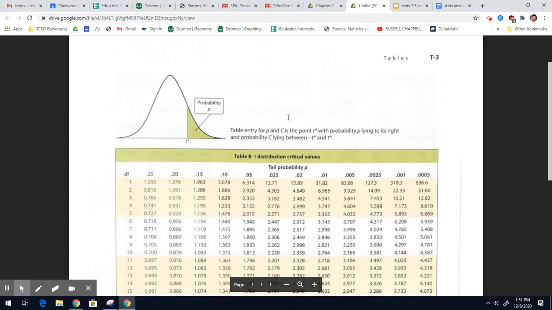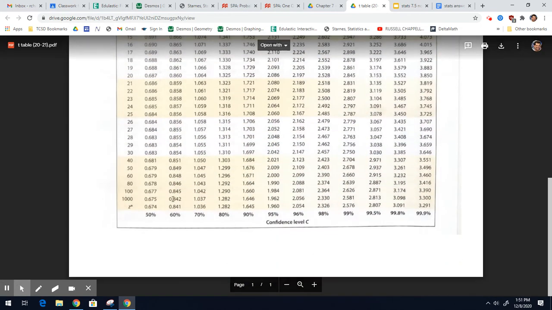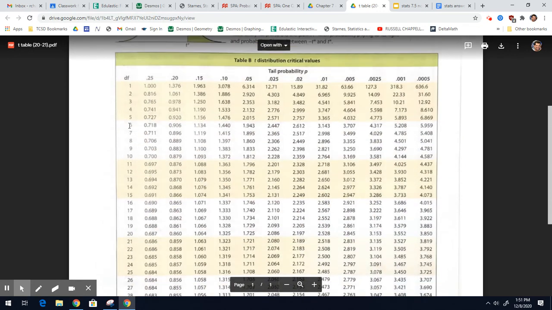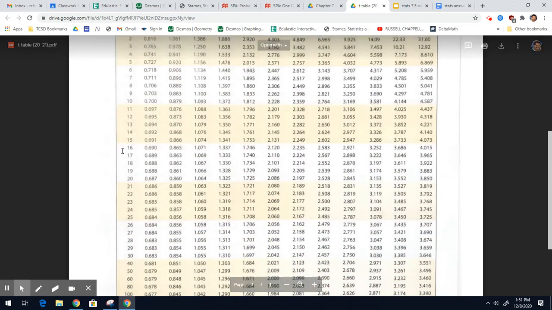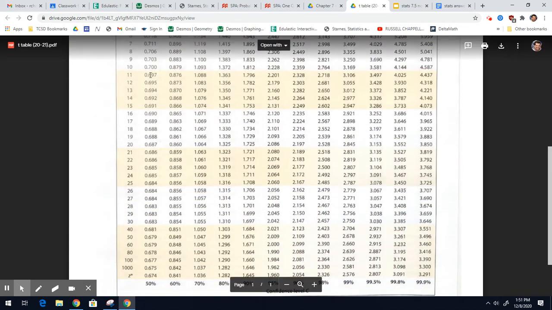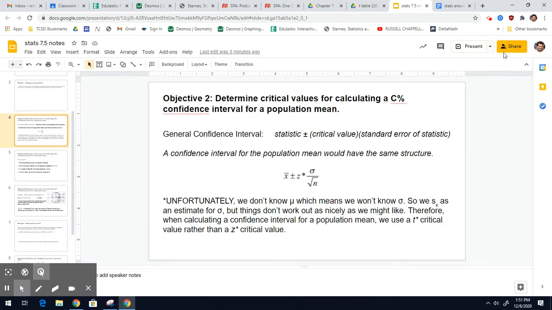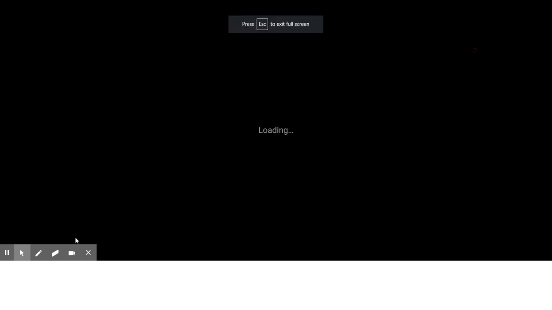A couple of things that are important for your t star table. Down here is your confidence level, that's C%. Here's 95, here's 99, here's 90. And then over here on the far left is what's called the degrees of freedom, this DF. These are the two important values you need to know when you're trying to build a confidence interval for a mean. So let's take a look at how we're supposed to do this, step by step on the next slide.